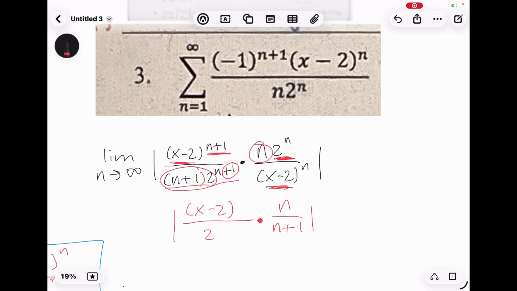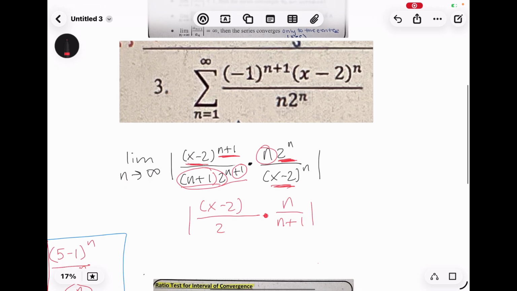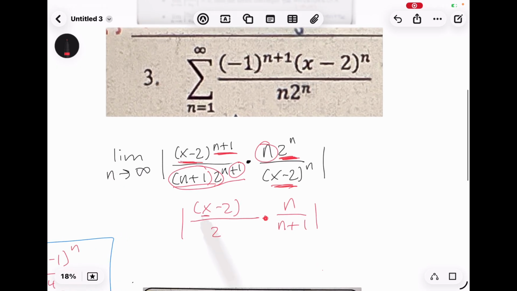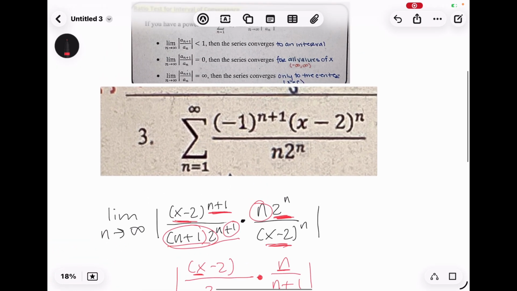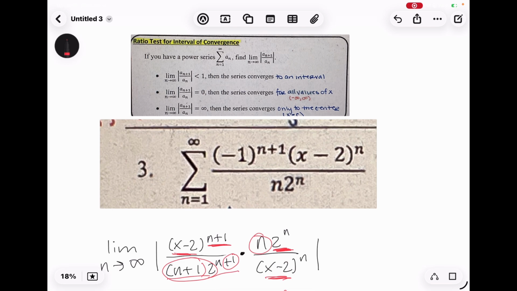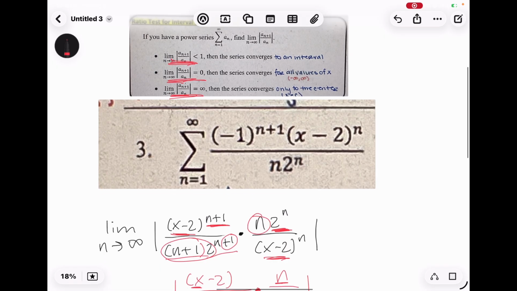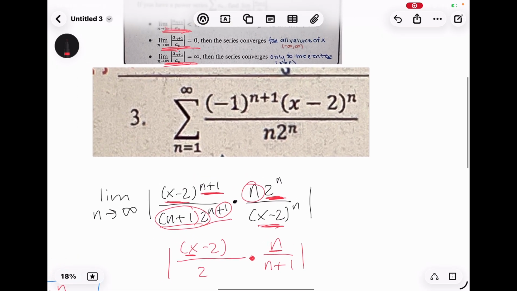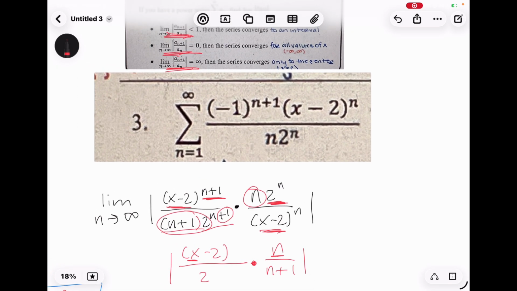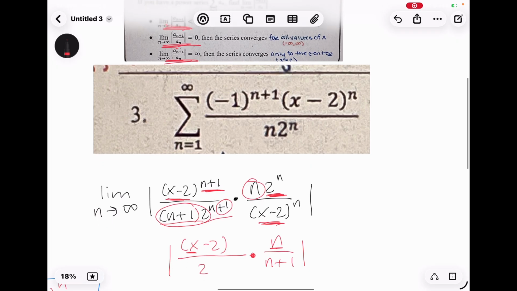Sorry about that. Okay, so this might get tricky because you might be wondering, why is there x's and why is there n's? Remember, when we use the ratio test, the n's tell us something. There's 3 cases for the n's. The n's have to go away in order for these problems to work. So the n's are going to give us the bounds.